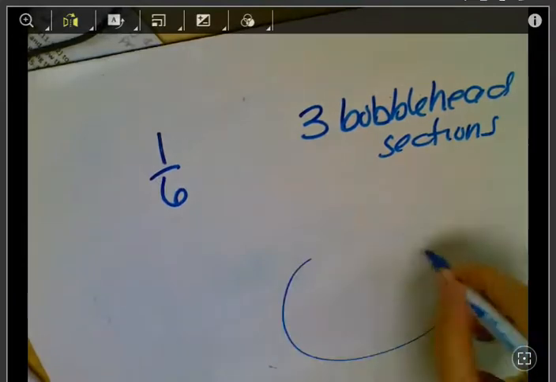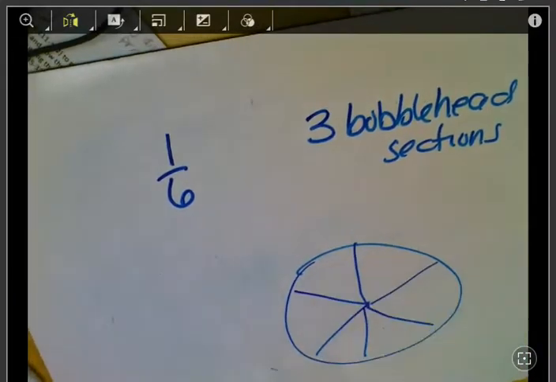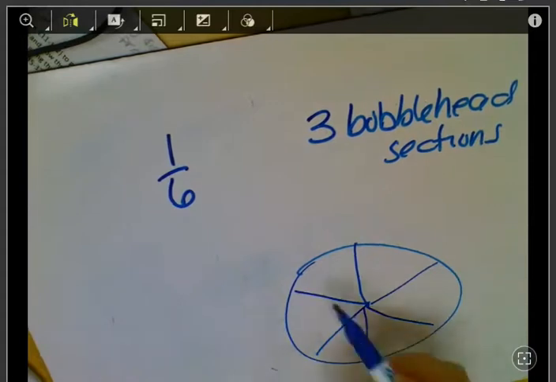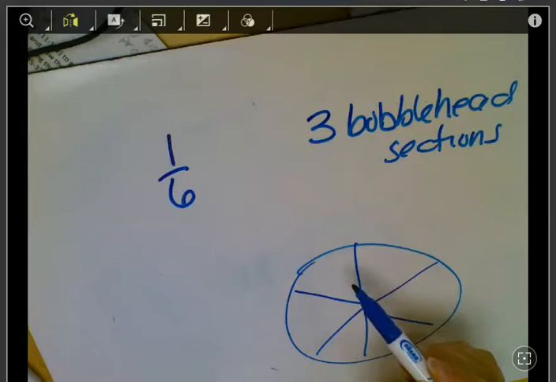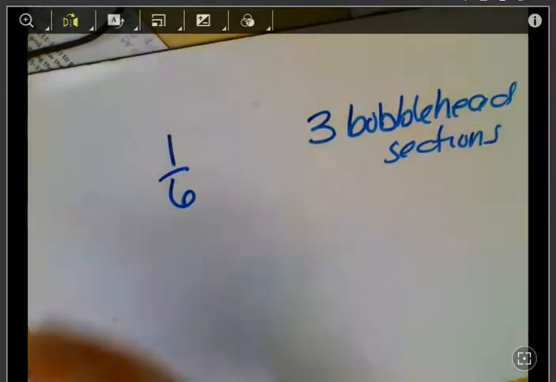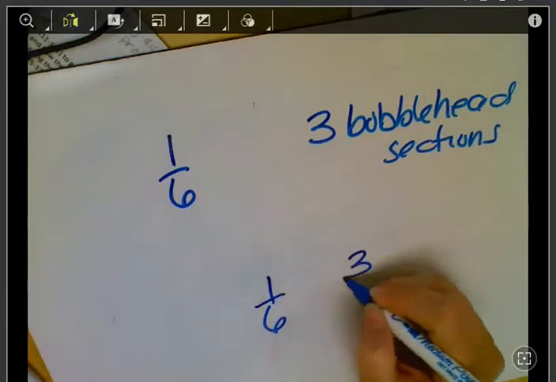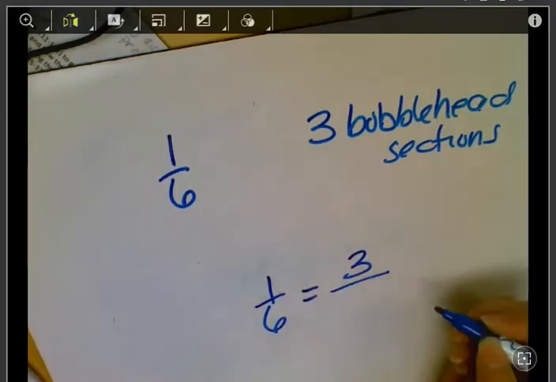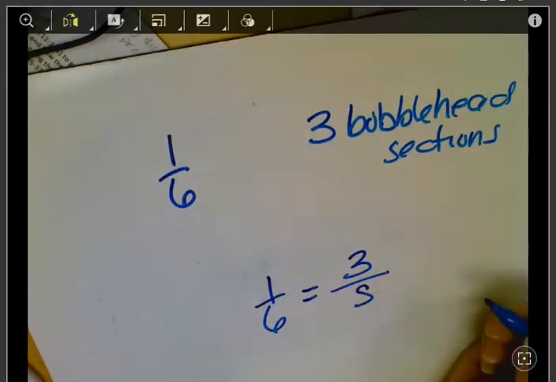Make thirds, make the big Y, and then divide it into 6. So I've got 6. If it's 1/6, this is my bobblehead, but I have 3 bobblehead sections. That might be too confusing to draw it like that. So I know that it's 1/6, and there's 3 bobblehead sections. Set it up as a ratio, and I want to know how many sections that has.